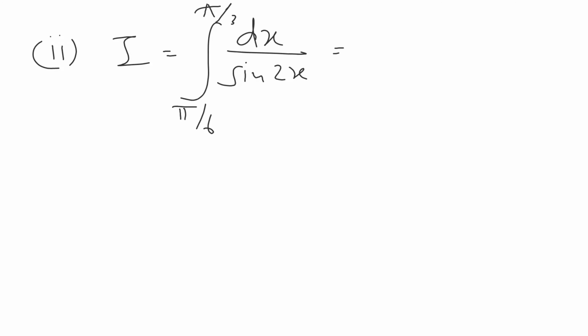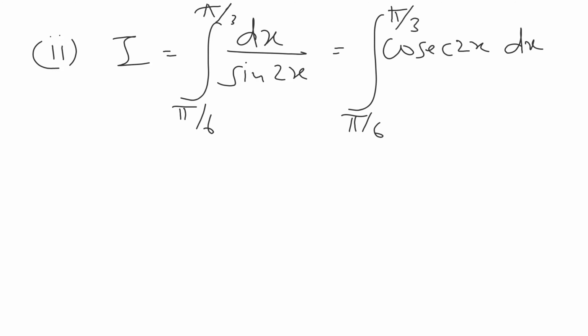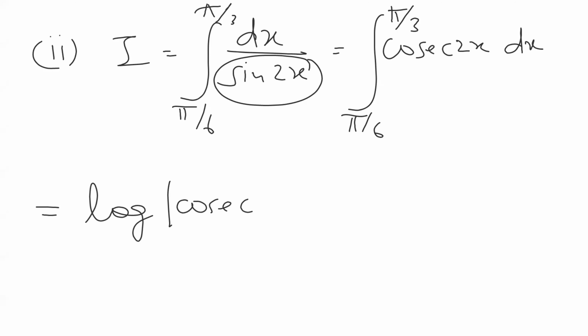Okay. So this can be written as cosec 2x dx. See guys, there is sin in the denominator. So when this sin goes up in the numerator, its reciprocal becomes cosec. Now the integration of cosec x, this formula you already know. Integration of cosec x is log mod cosec x minus cot x.